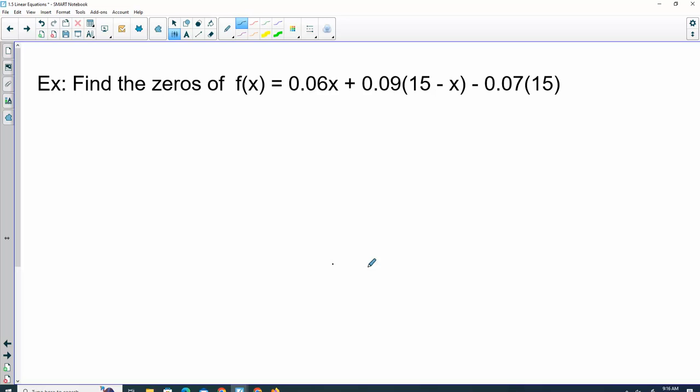But we do need to figure out, what does it mean if it says to find the zeros? Where is the x-intercept? Yes, zeros are the same thing as x-intercepts. How do we find x-intercepts? We put 0 in for the y. What's the y in this equation? F of x. So all I'm asking is, when does this equation equal 0?